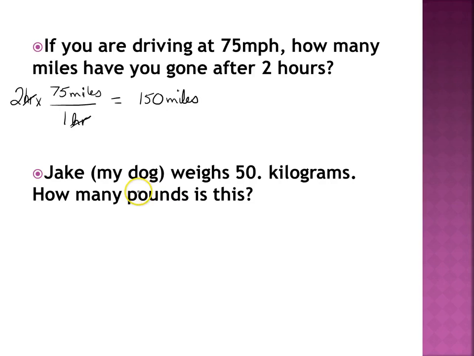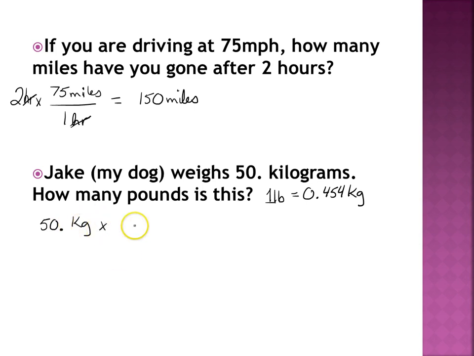Alright, my golden retriever puppy, Jake, he's kind of a beast. He weighs 50 kilograms. How many pounds is this? This might not be a relationship you know of off the top of your head, but I gave it to you in the introduction. Every 1 pound is 0.454 kilograms. That's my relationship.